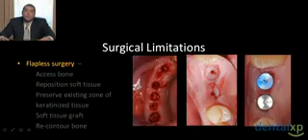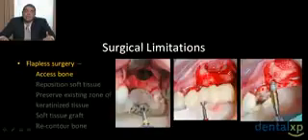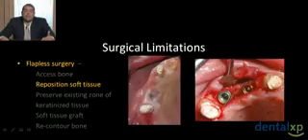Flapless surgery is a significant indication for computer guidance, right? We can place our implants without having to reflect the soft tissue because we know anatomically what's occurring underneath the soft tissue. However, many times we can't perform computer guidance with flapless surgery, not because of implant position, but because of other things that we need to do. We may need to access the bone to do a bone graft. We may want to reposition the soft tissue.